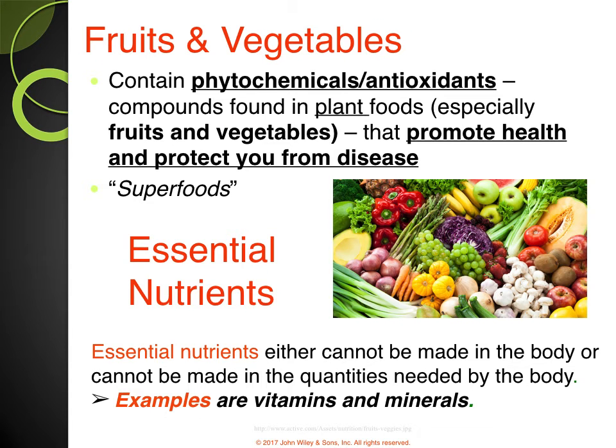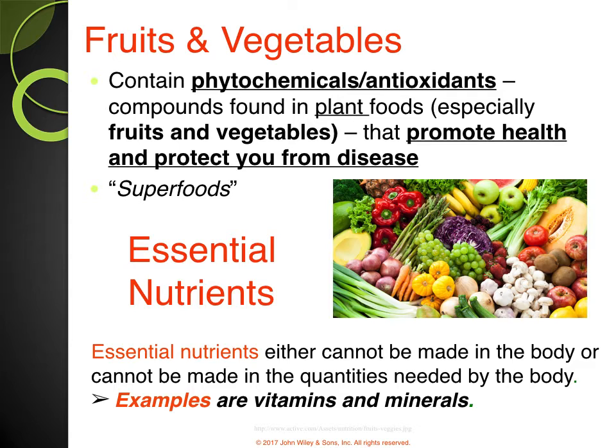Fruits and vegetables. As I was saying, they have phytochemicals. You can also refer to them as antioxidants, and these compounds are only found in plant foods. These promote health and protect you from disease. I also refer to them as superfoods. Whenever anybody asks me what's a good superfood, I always tell them fruits and vegetables for the win. None of us can ever get enough of fruits and vegetables.